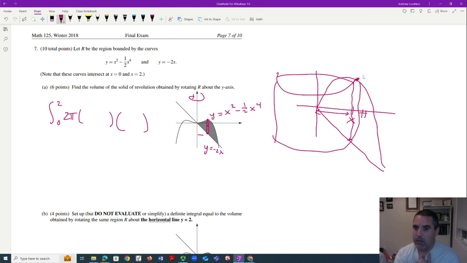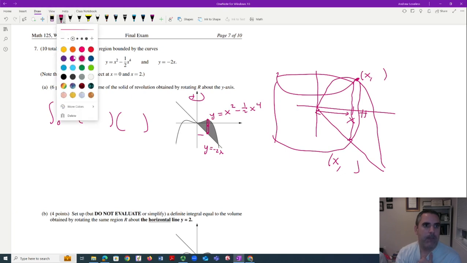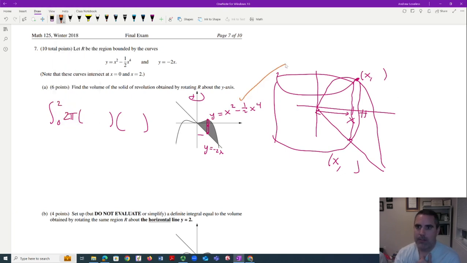It doesn't matter that it goes into a negative region. You just need to do either top minus bottom or label the lengths, however you want to think about it. But the top is this one, and the bottom is the other one. So top minus bottom is going to be this. And so we're going to have x squared minus 1/2 x to the fourth plus 2x. And the radius is just x in this case.